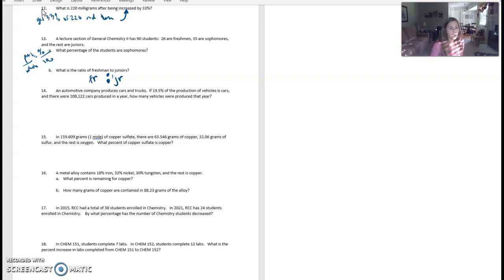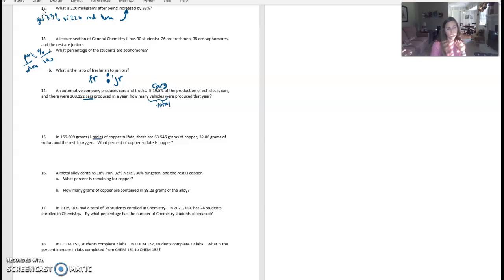Number 14, how many vehicles were produced? An automotive company produces cars and trucks. If 19.5% of the production of vehicles is cars, so this is cars, and there were 208,122 cars, so this is also cars, how many vehicles were produced that year? Now, notice vehicles is your total number. So in other words, cars and trucks.